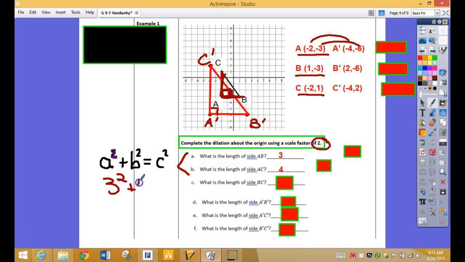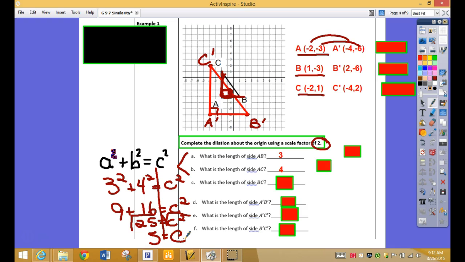So 3 squared plus 4 squared equals C squared. What is 3 squared? 9 plus 16 equals C squared. 25 equals C squared, so is my answer 25? No. I need to find the square root of all of this. What's the square root of 25? 5. What's the square root of C squared? C. So 5 equals C. So what is the length of BC then? Right here? We just figured it out. It is 5 units by using the Pythagorean theorem.